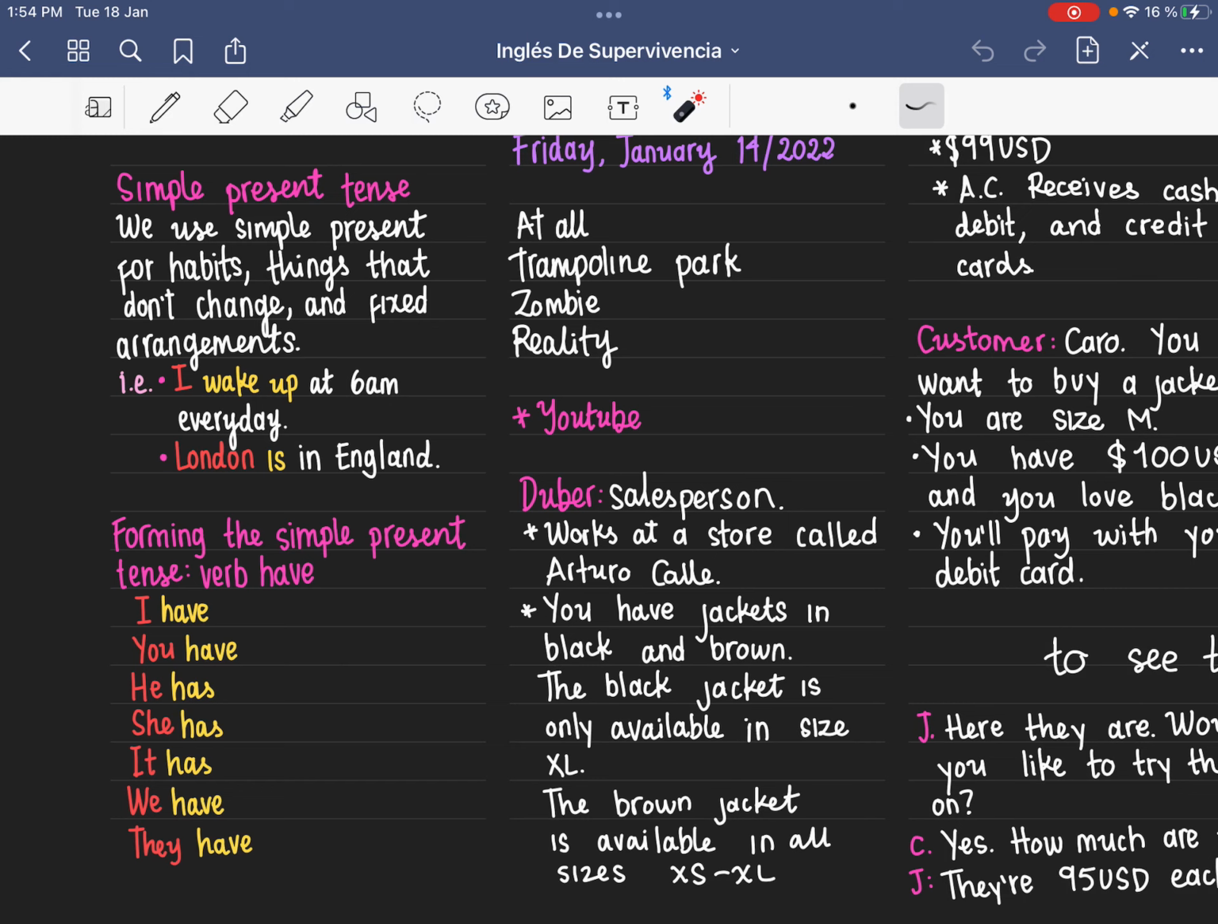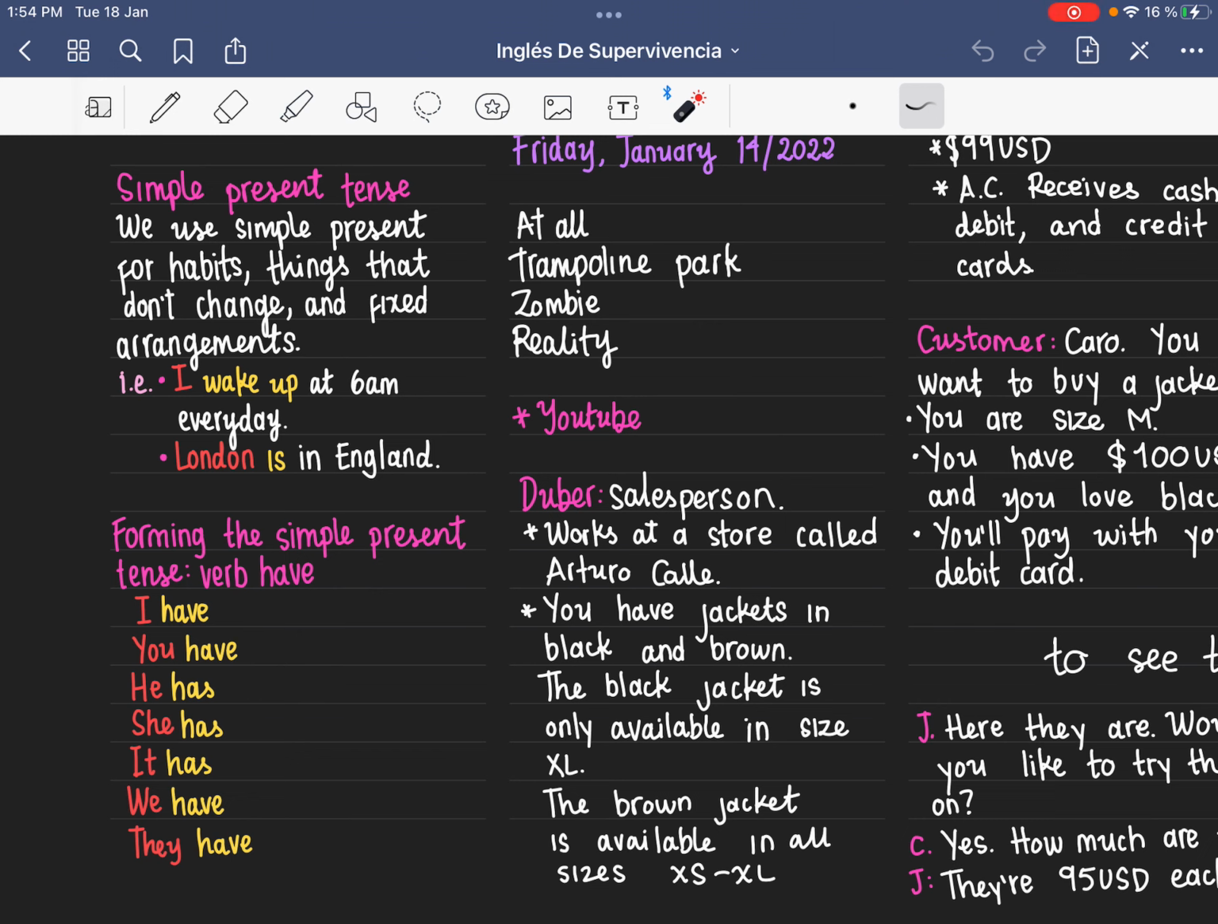For example, I wake up at 6 a.m. every day. Yo wake up, me levanto, me despierto, yo me despierto a las 6 a.m. todos los días. Recordemos, let's remember, in red we have the subject, en rojo seguimos teniendo el sujeto, in yellow we have the verb, en amarillo seguimos teniendo el verbo, entonces lo van a ver aquí, aquí y en estos aquí.